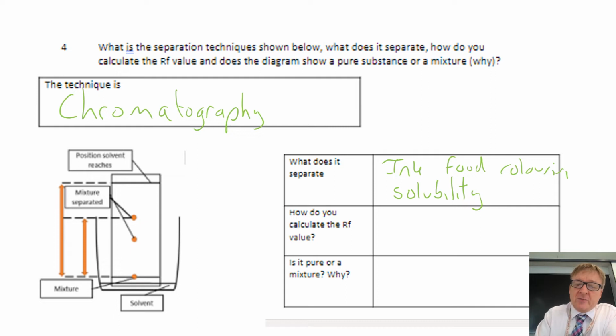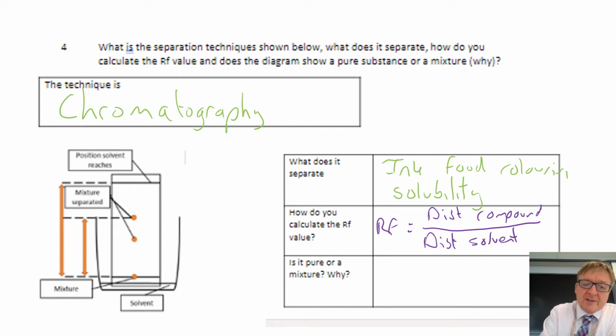RF value. How do we calculate the RF value? Right, so what you do is RF equals distance travelled by the compound, the spot, the colour, divided by the distance travelled by the solvent.